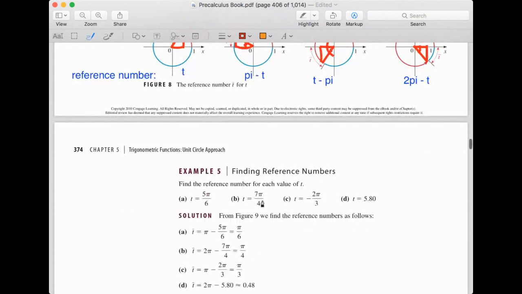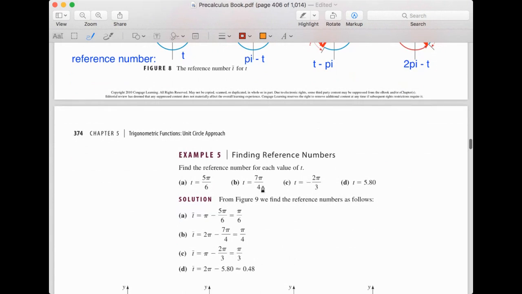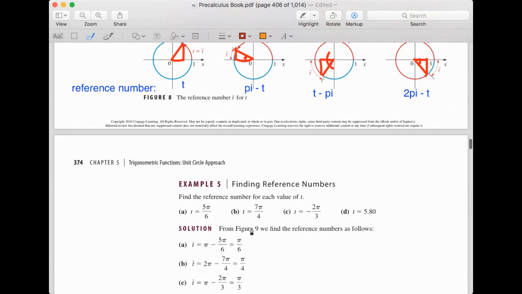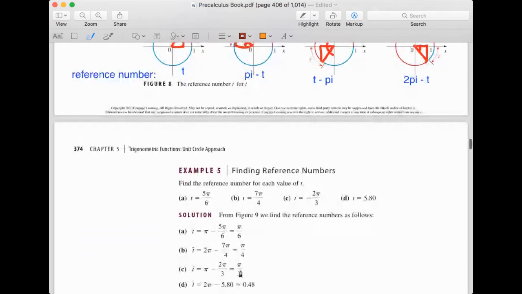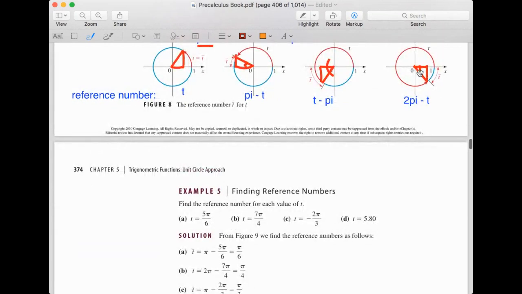B is 7 pi over 4. 7 pi over 4 is bigger than pi, so third quadrant, we use the angle minus pi. Oh, 7 pi over 4 is in the fourth quadrant. I was wrong, it's not in the third quadrant. In the fourth quadrant, we do 2 pi minus the angle. We get pi over 4. That means this angle inside the triangle is pi over 4.